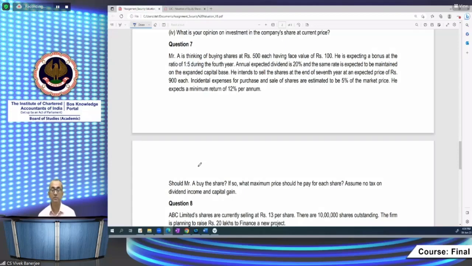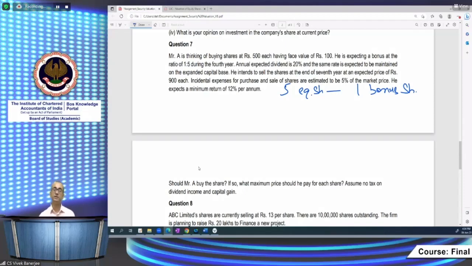Mr. A is thinking of buying shares at 500 each, having face value of 100. Thinking of buying shares at 500 each means the current market price of the shares is 500. Face value is 100. He is expecting bonus shares at the ratio of 1:5 during the fourth year. A 1:5 bonus issue means if there are 5 equity shares, then he will receive 1 bonus share.